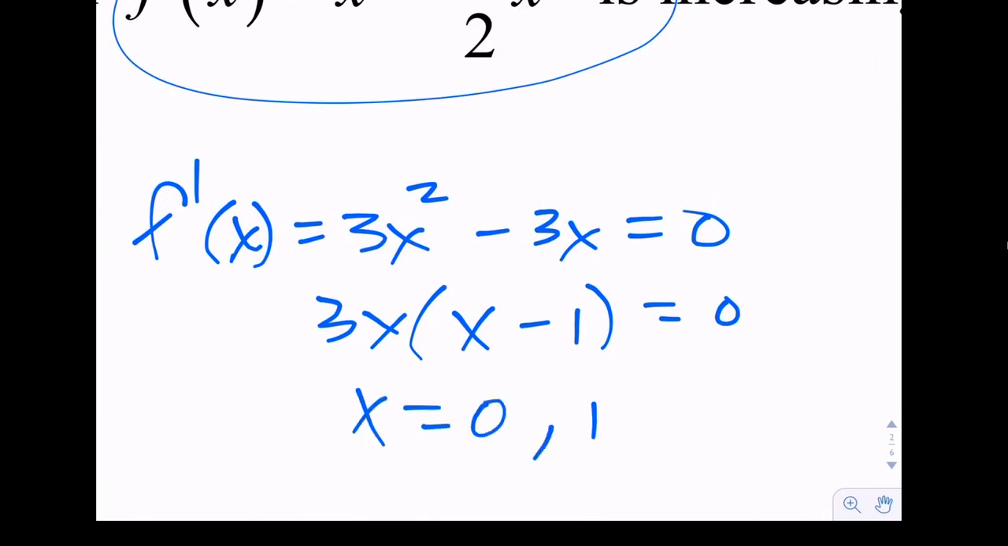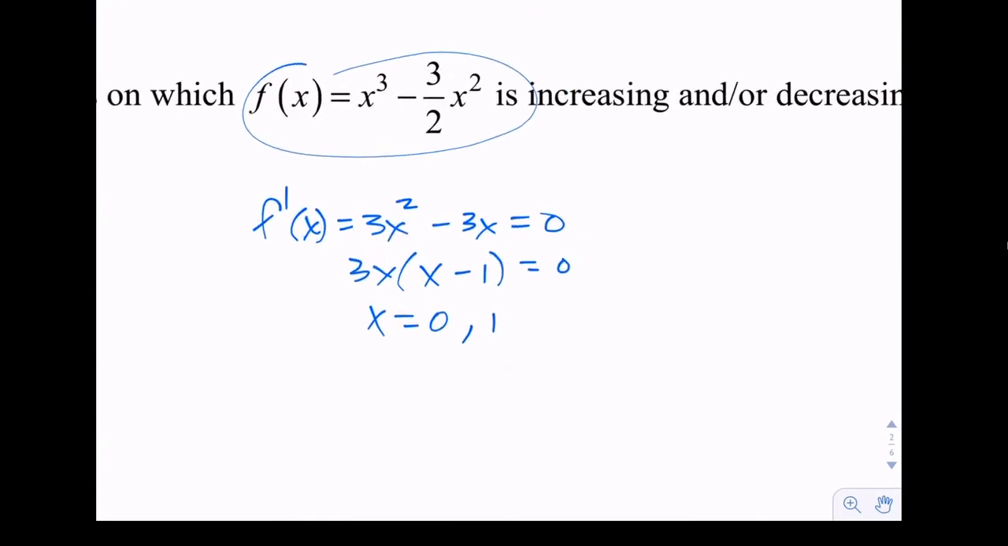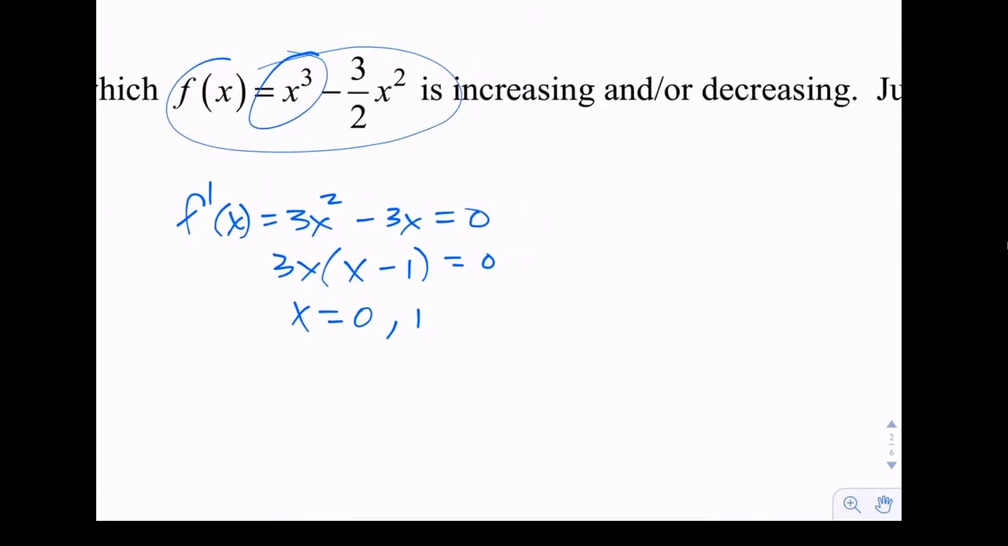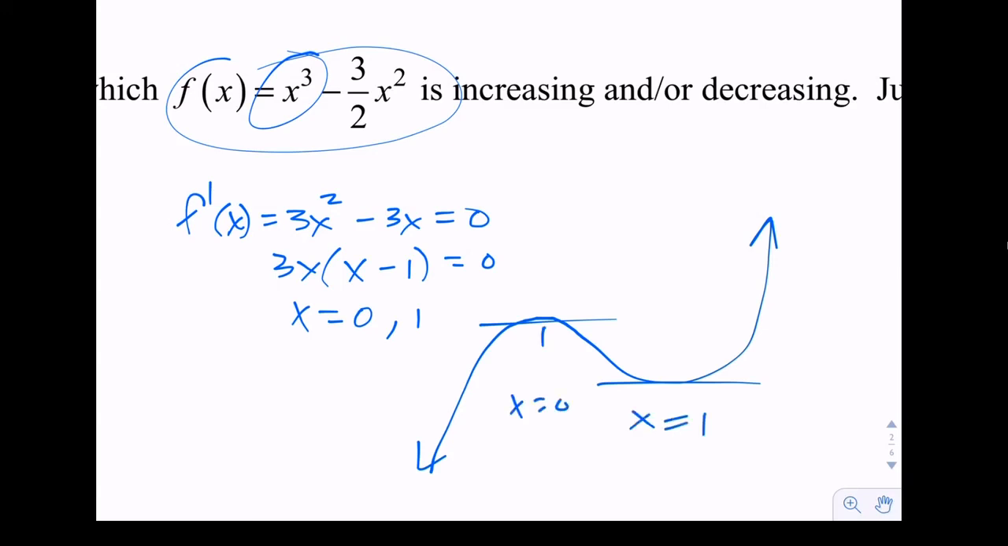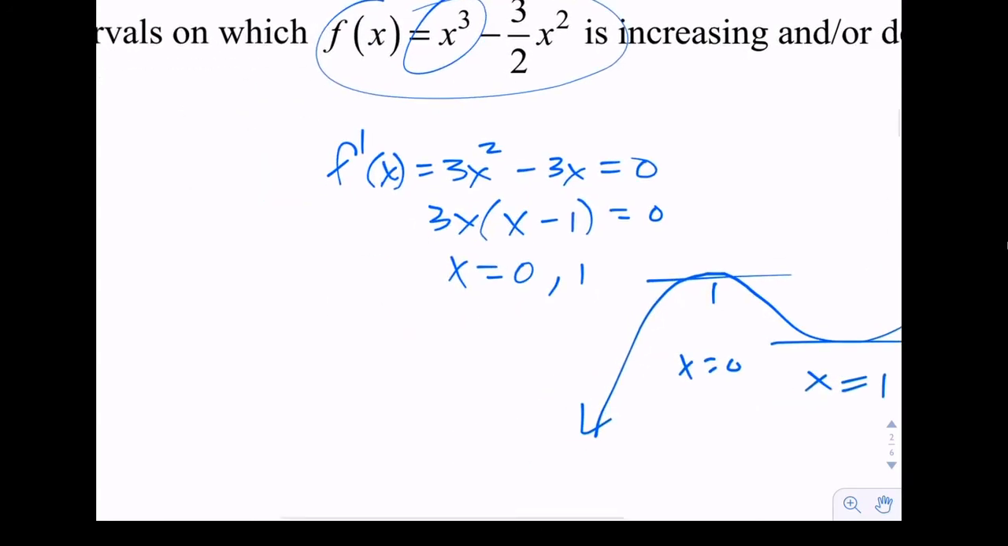Now those are both critical values. If you know what the graph looks like, it's a cubic polynomial. It comes in the bottom and it goes out the top. It could look like that. And because I have two critical values, do I know what they are? This must be 0 and this must be 1. Do we have the answer, whether they're local or where it's increasing, decreasing? Yes, but what if we didn't know what the graph looked like?